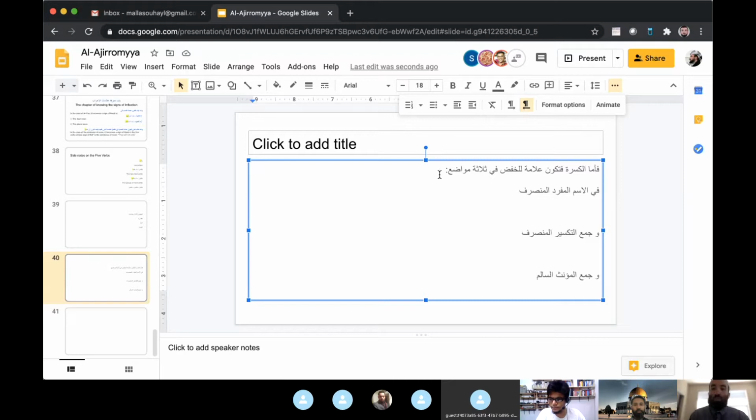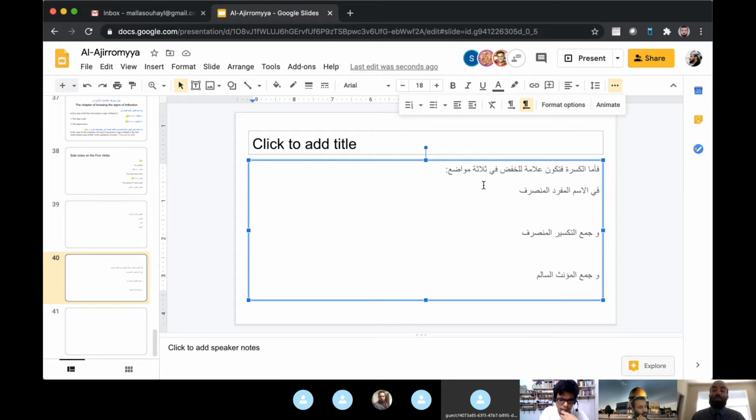Okay, so what does the author say here? In the case of al-kasra, it becomes a sign of khafd in three places. So we're going through these signs of khafd, which are al-kasra, al-ya, and al-fatha. And for each of them, we're gonna discuss where they become a sign of al-khafd. The first one is al-kasra. In the case of al-kasra, it becomes a sign of al-khafd in three places.